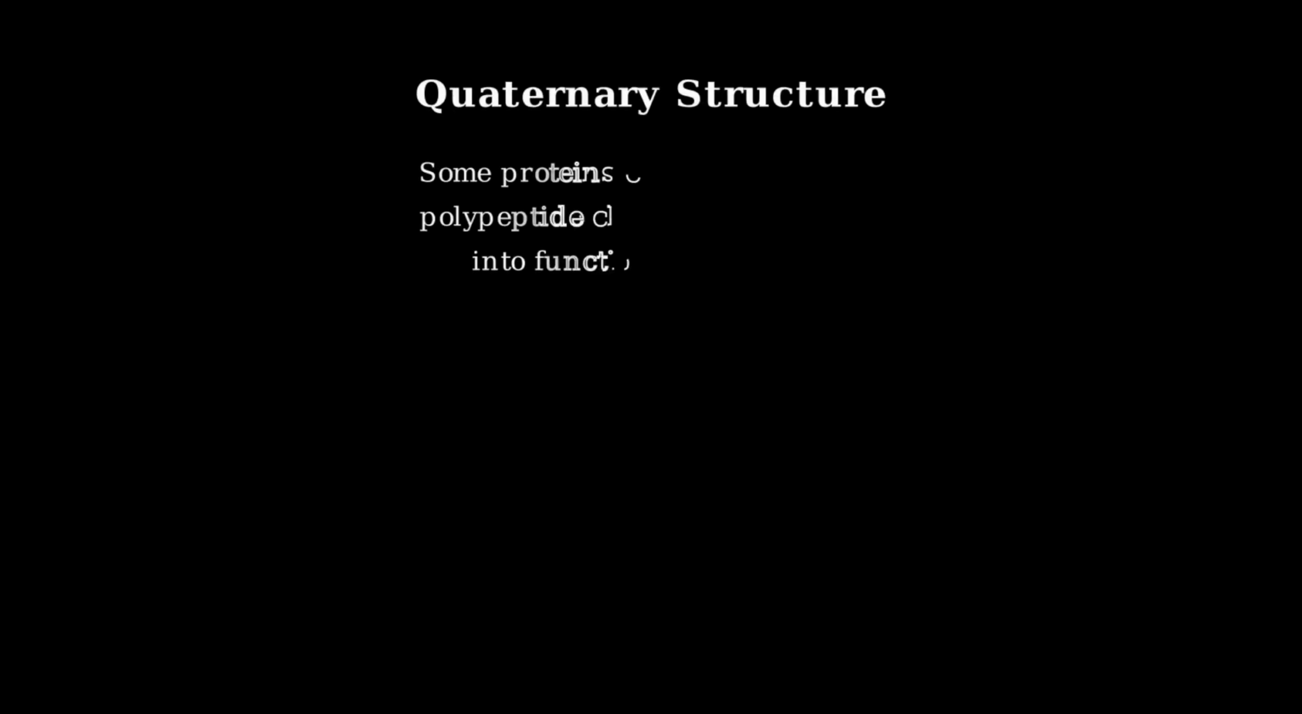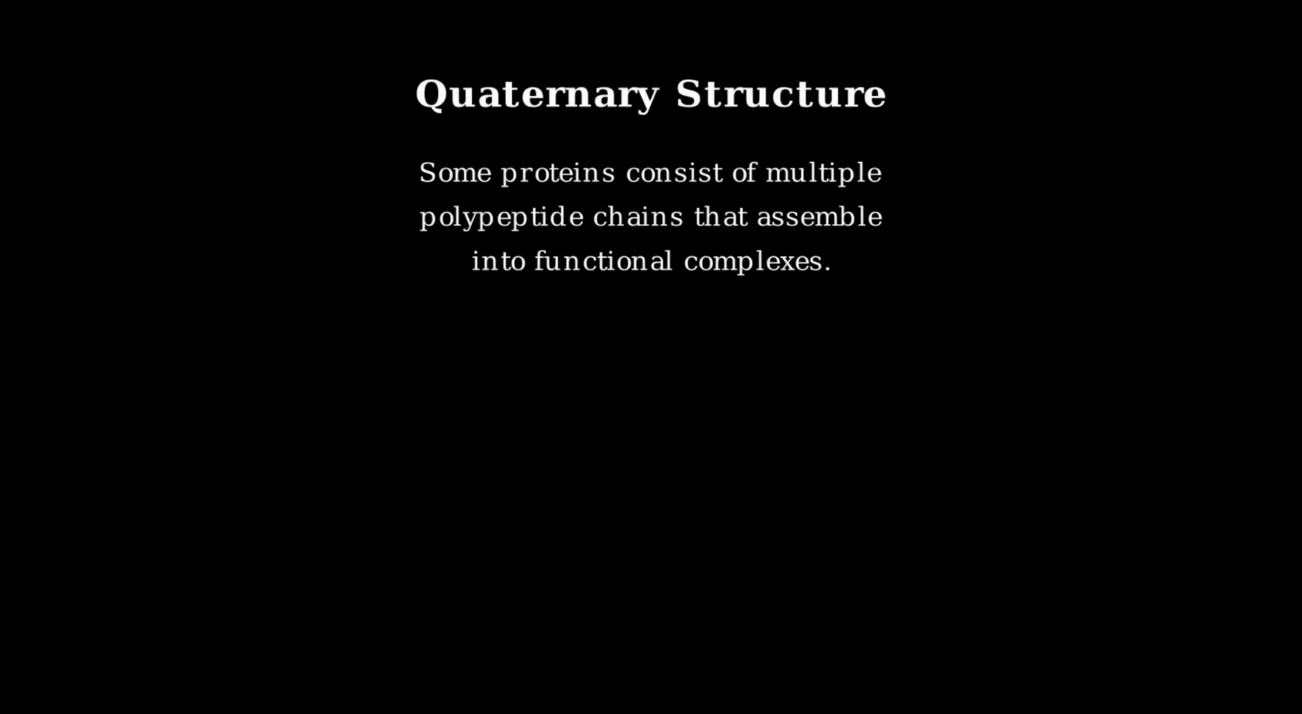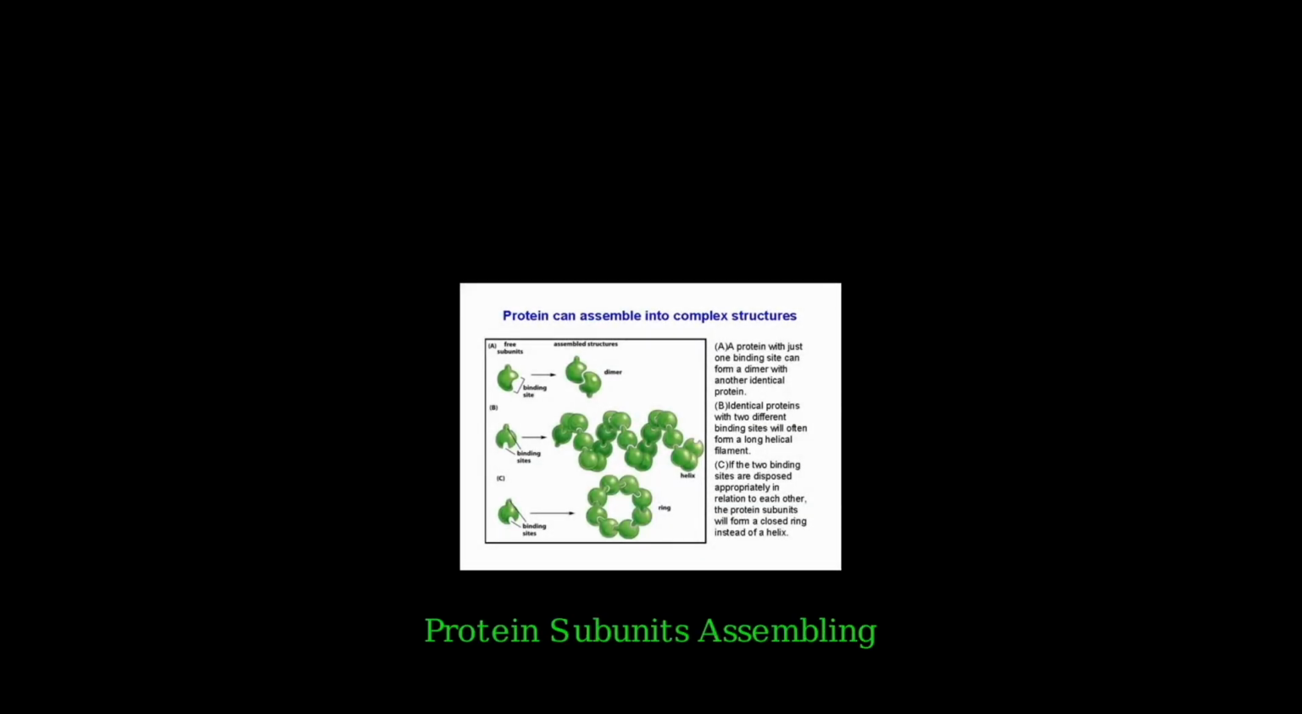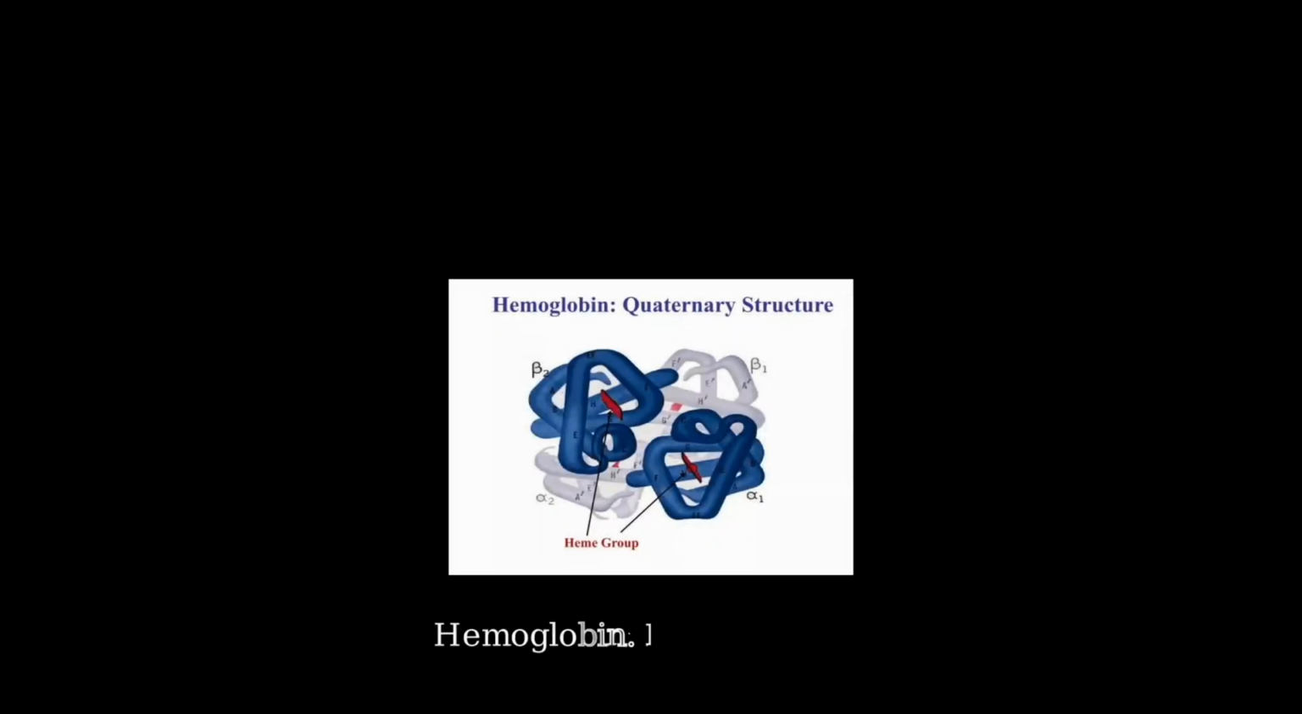Some proteins are composed of multiple polypeptide chains or subunits that come together to form a functional protein complex. This arrangement is known as the quaternary structure. This diagram shows how individual protein subunits with binding sites come together to form larger complexes, such as dimers, helices, or rings. A classic example is hemoglobin, the oxygen-carrying protein in blood.